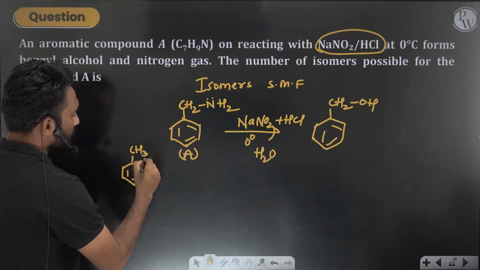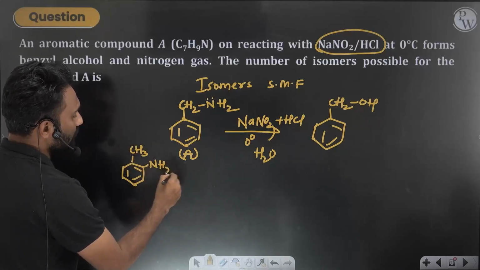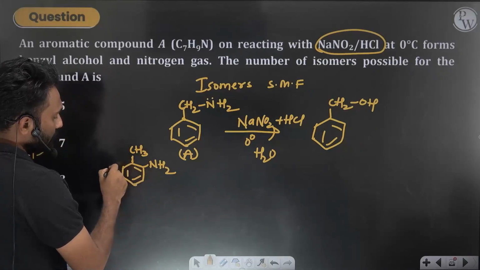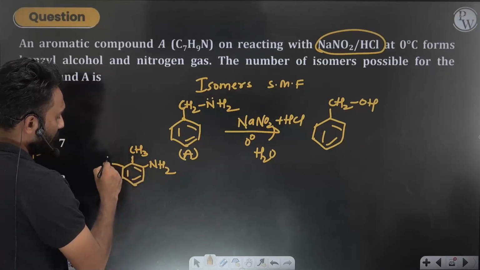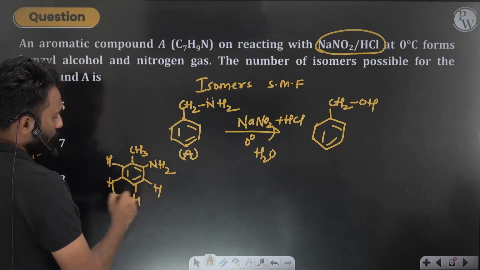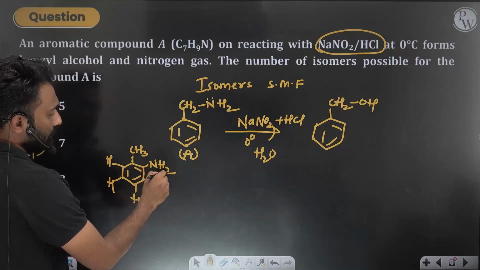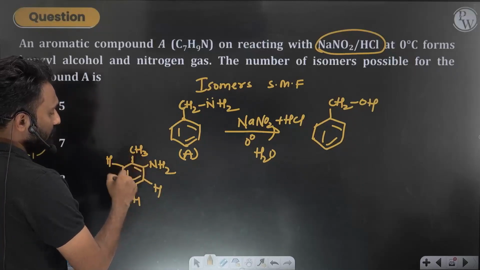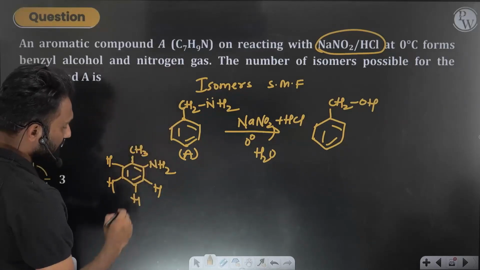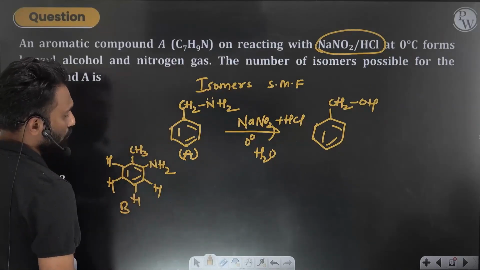CH3 and this at the ortho position. Same molecular formula. Look here, how many hydrogens? 1, 2, 3, 4: here one hydrogen, here one, here one, here one. 4 hydrogens, plus 5 makes 9 hydrogens, 7 carbons, and one nitrogen. Same molecular formula, different structure. So this is 2. Now 3.